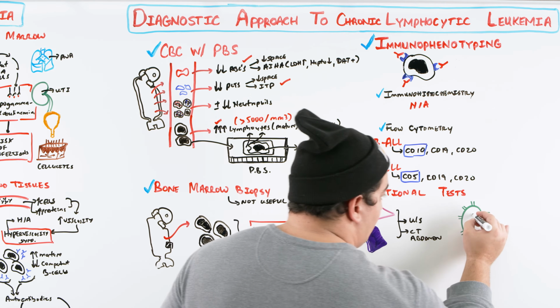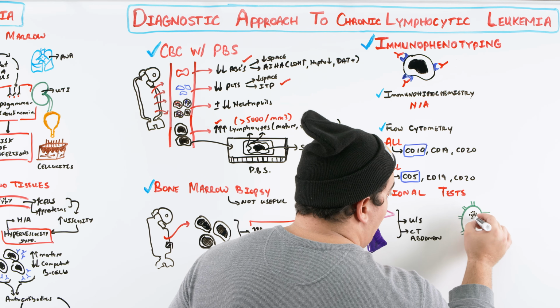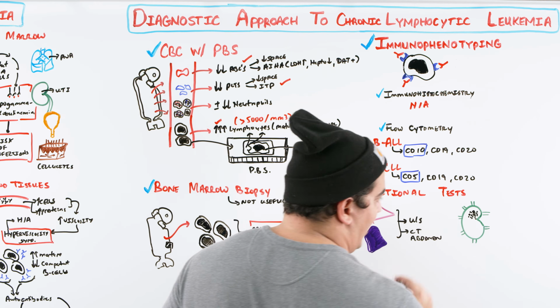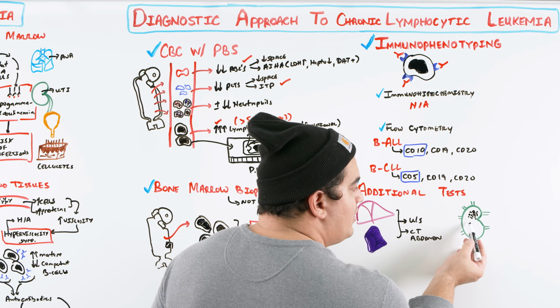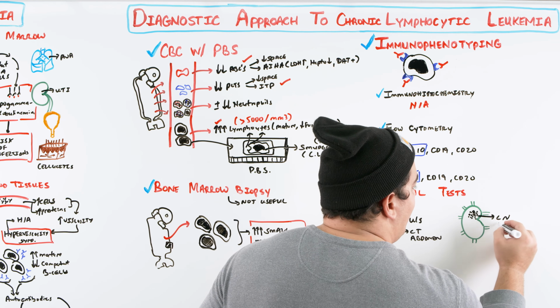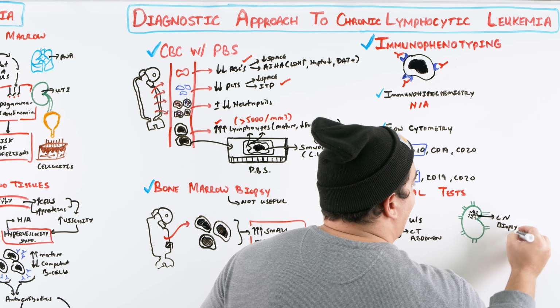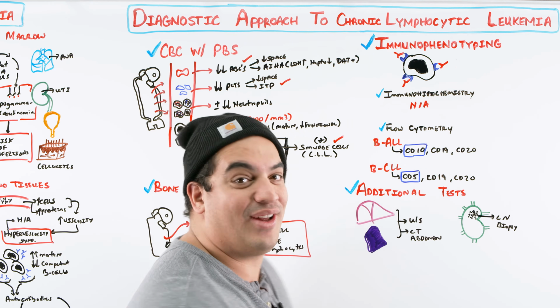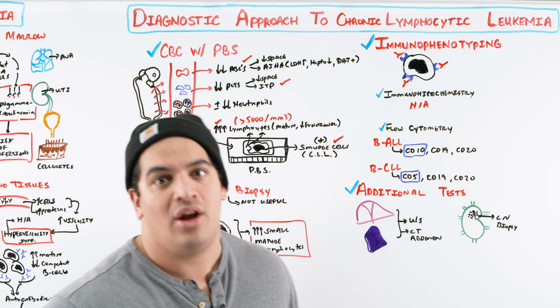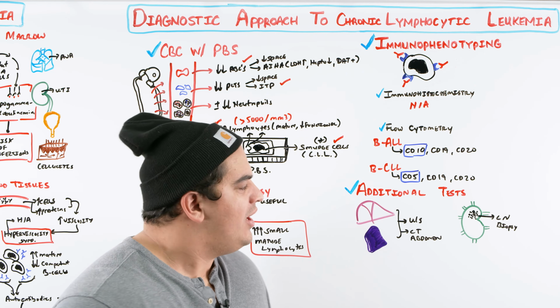And then, if I wanted to see a lot of these leukemic cells, a lot of these lymphocytes that were present in the lymph nodes, I could do a lymph node biopsy. And I could actually take a look at these cells and look to see if they look like small, mature-appearing lymphocytes versus lymphoblasts. So that's some of the big things.